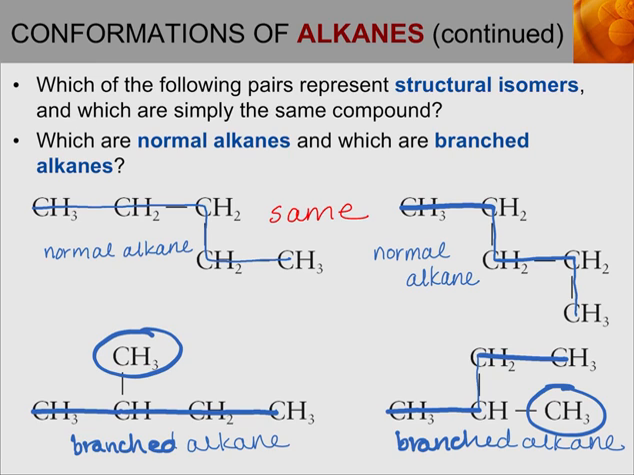But then looking at the top left and the bottom left molecules, are those the same or are they structural isomers? They are different, right? One's a normal alkane, one's a branched alkane. They do have the same number of carbons, same number of hydrogens, but because we have this branch here on the bottom alkane, that's what makes these two structural isomers. Their atoms are in a different arrangement.